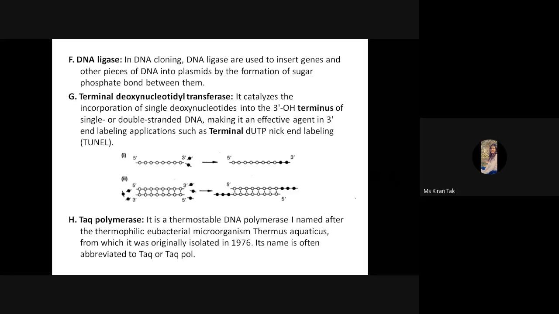The next is Taq polymerase. Taq polymerase is a thermostable DNA polymerase I. As it is a DNA polymerase, it will help in the replication process, and it is isolated from the bacterium Thermus aquaticus, which was isolated in 1976, and is now known as Taq.